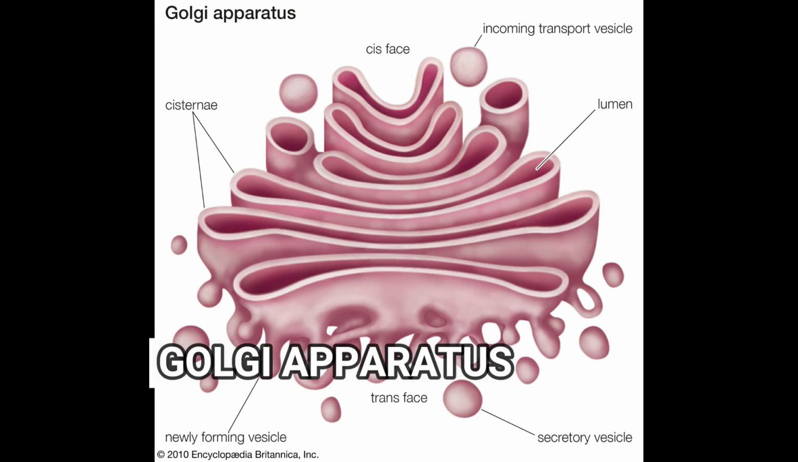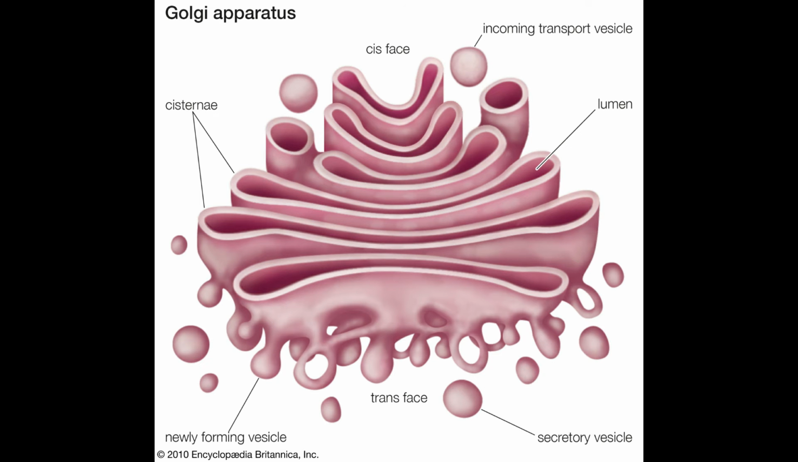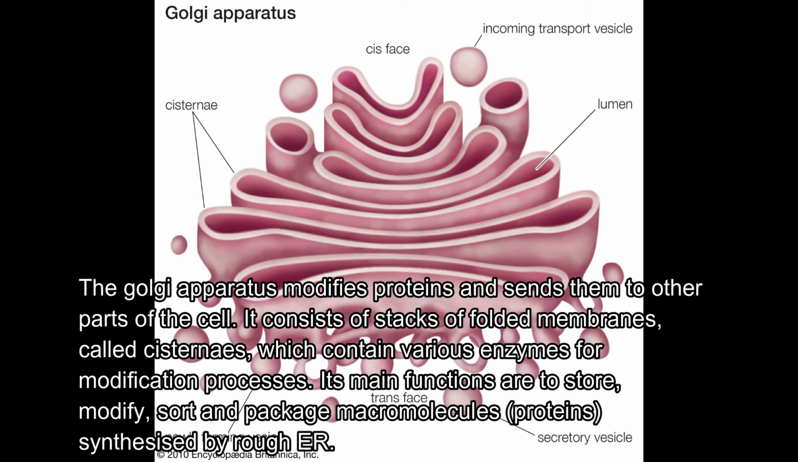Next is the Golgi apparatus. It packages, stores, and distributes proteins. The Golgi apparatus modifies proteins and sends them to other parts of the cell. It consists of stacks of folded membranes called cisternae, which contain various enzymes for modification processes. Its main functions are to store, modify, sort, and package macromolecules, the proteins synthesized by the rough ER, or endoplasmic reticulum.